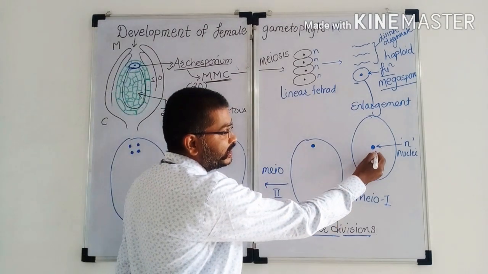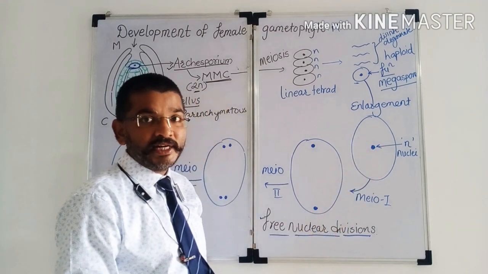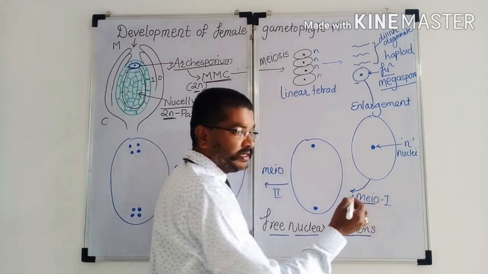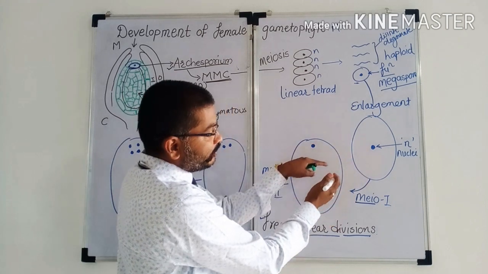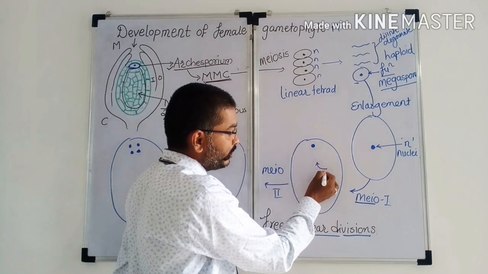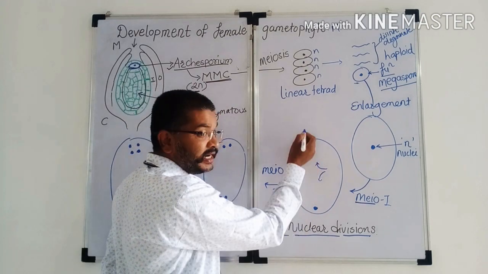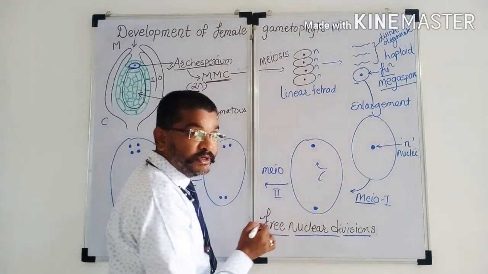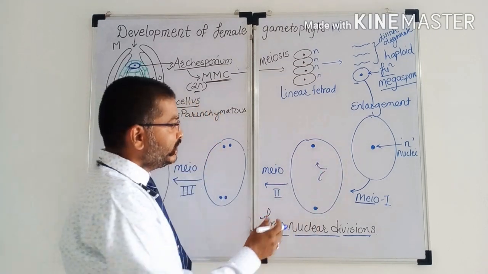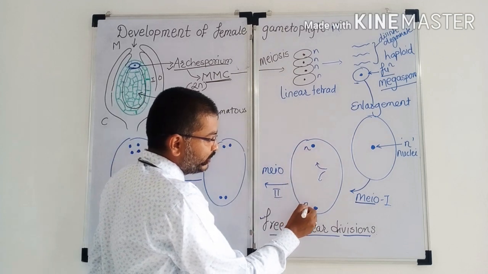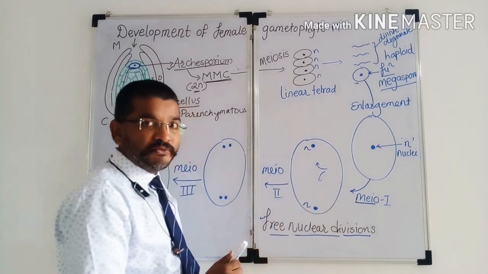Now this one haploid nucleus present in the enlarged functional megaspore undergoes the first division, and therefore 2 daughter nuclei are formed. After formation, both newly formed daughter nuclei move towards the 2 opposite poles. One moves towards the upper pole and the second moves towards the lower pole. Therefore inside the single compartment, 2 haploid daughter nuclei are formed after the first division.